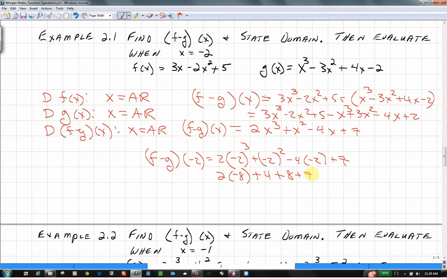So 2 times -8, that's -16. Plus 4, plus 8, plus 7. So -16 plus 4 is -12. -12 plus 8, that's -4, plus 7. So it evaluates to 3.